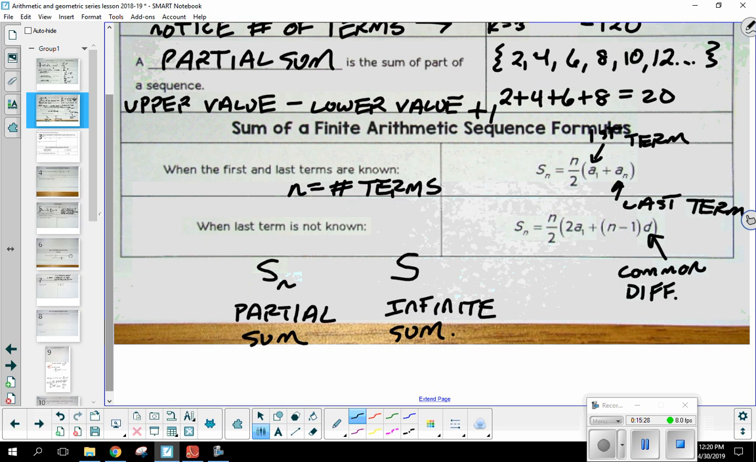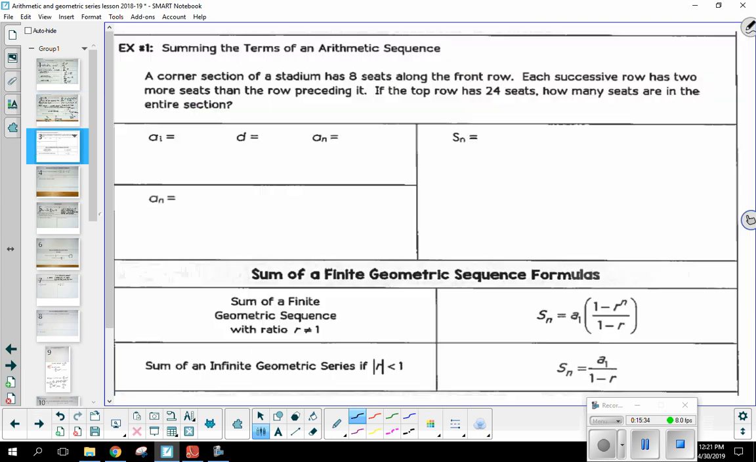Okay. Well, let's take a look at a problem. I think we have one of these, and then we get right into geometric series. There's more about geometric series in this lesson than anything else. Okay, so example 1. A corner section of a stadium has 8 seats along the front row. Each successive row has 2 more seats than the row preceding it. If the top row has 24 seats, how many seats are in the entire section?